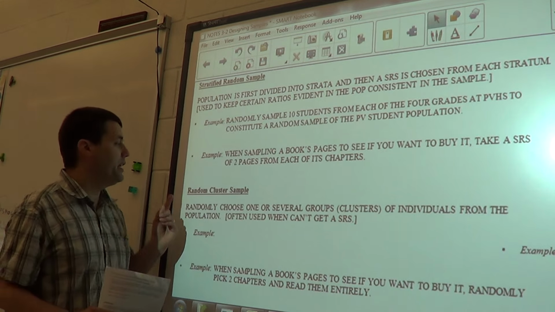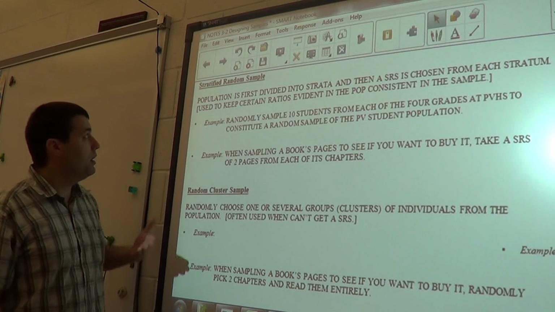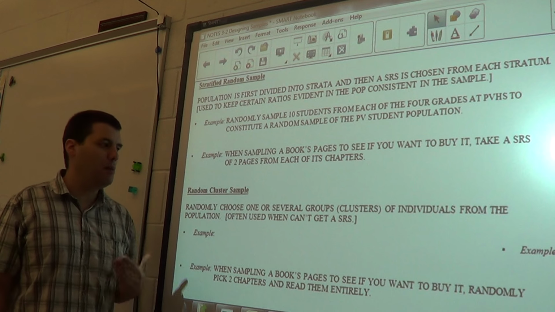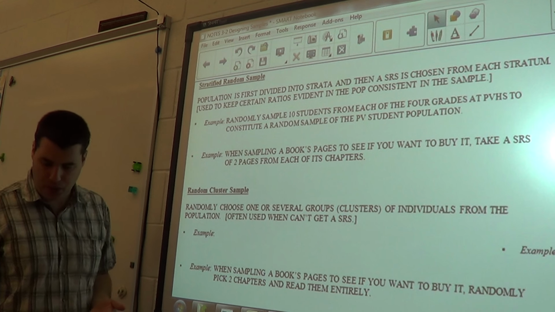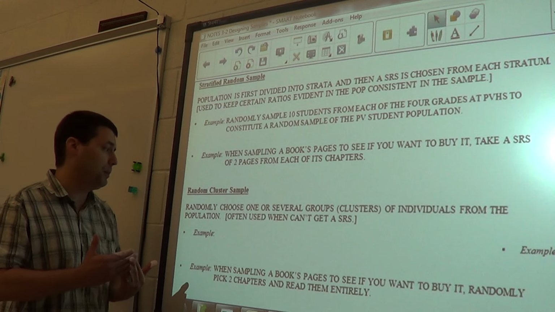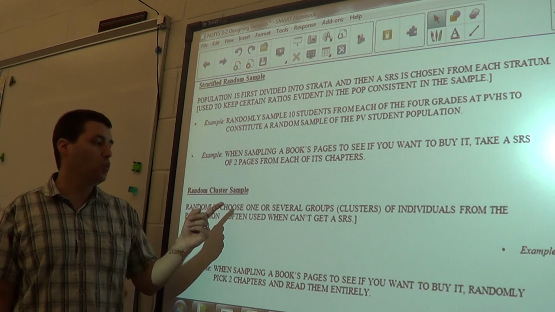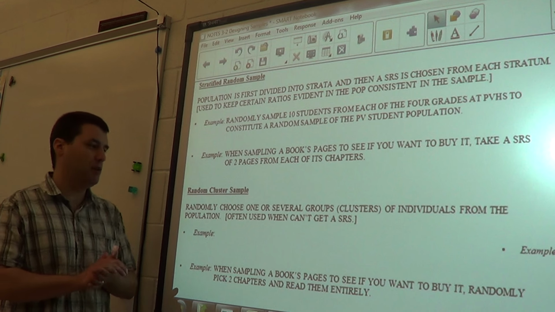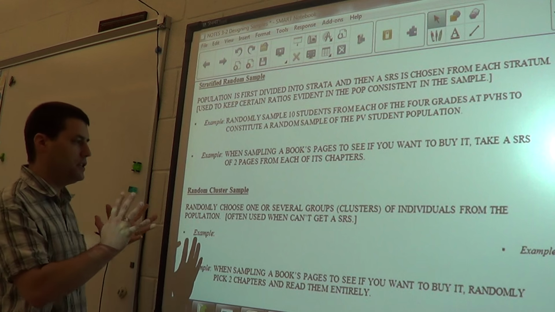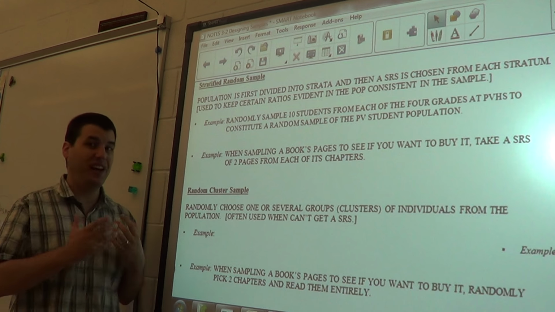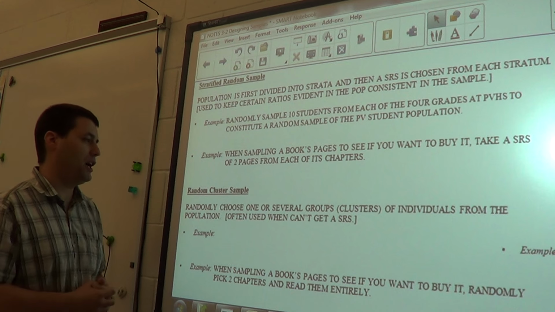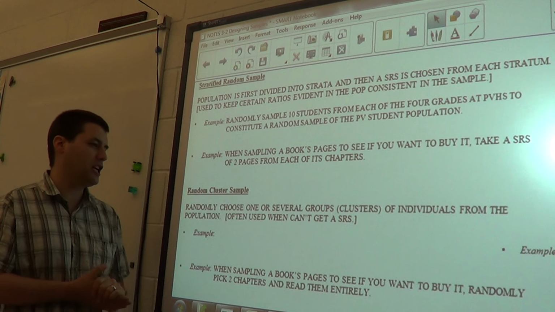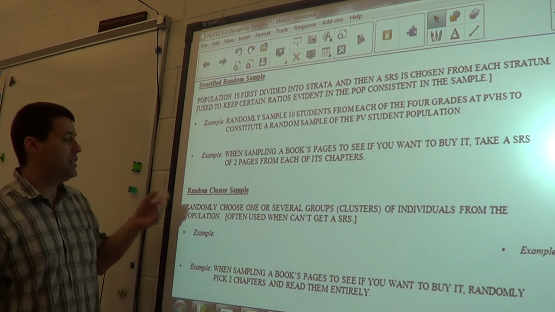Next, a random cluster sample. Beware, these two, stratified random sample and random cluster sample, have similarities, but they're actually quite opposite in a way. I'm going to be careful and be sensitive not to tangle them up. This is when you randomly choose one or several groups, clusters, of individuals from the population. And this isn't necessarily better than an SRS. It's often used when you can't get an SRS. It's not possible to get an SRS. That can happen. Often we'll talk about why you might want to do that. It's considered acceptable though.